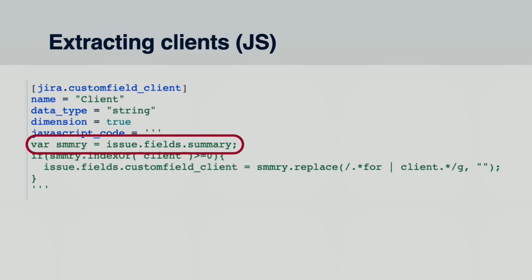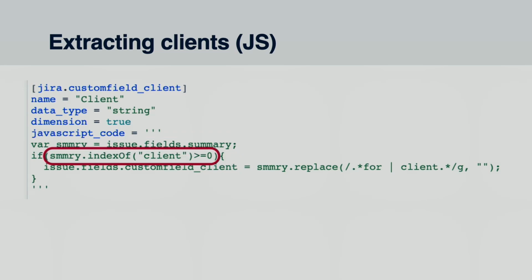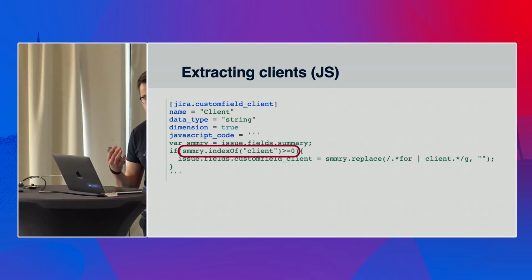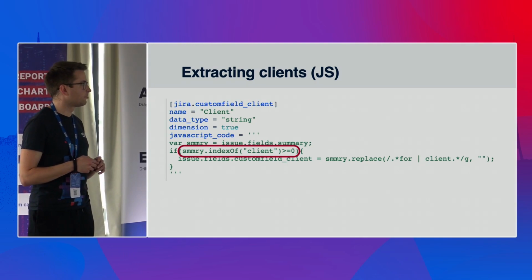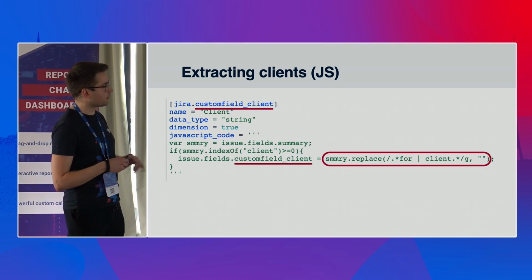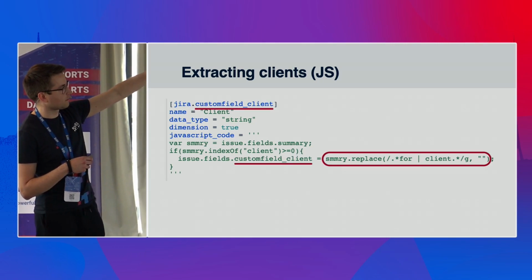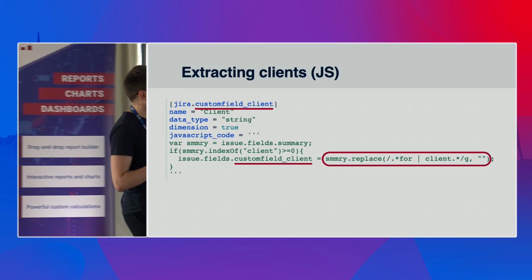First of all, let's save the value of the summary field in a local variable. Then we can search if this summary field actually contains the keyword client, because we'll trust that all of the fields that have the word client will also have the client name. And then we can use, again, you need to match the internal name of the field to assign the value to it.